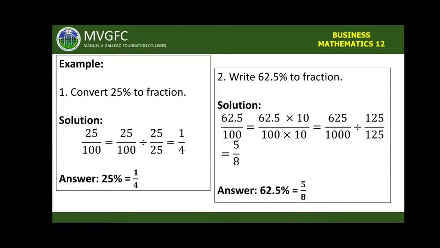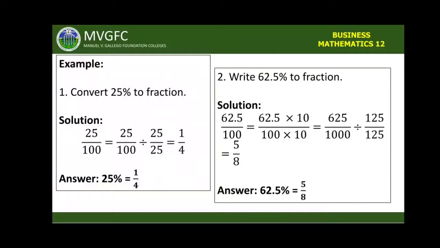For example, we need to convert 25% to fraction. Okay, so we've been using 25 as an example. So 25, first step is to put 100. So 25 over 100. So just simply find the GCF or the greatest common factor of 25 and 100, and that is 25. So 25 divided by 25 is 1, and 100 divided by 25 is equal to 4. So for our answer, 25% is equal to 1/4, of course, when simplified.